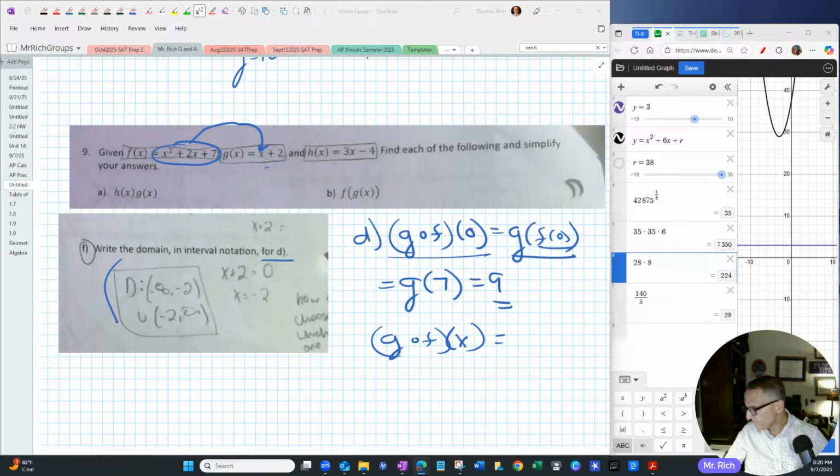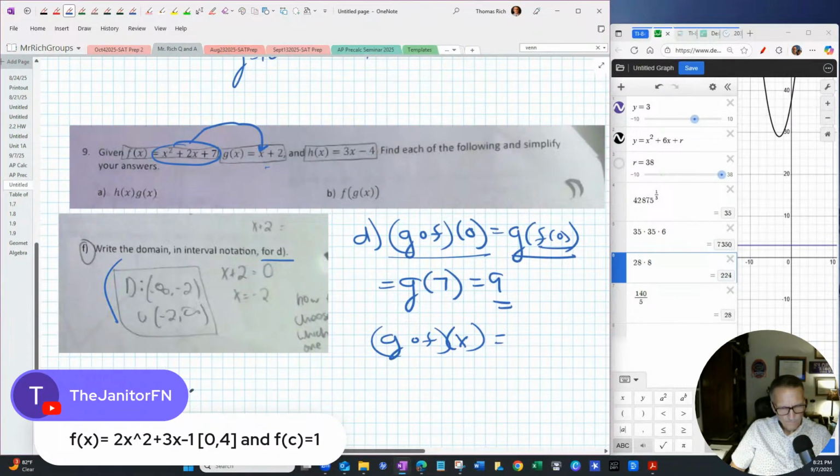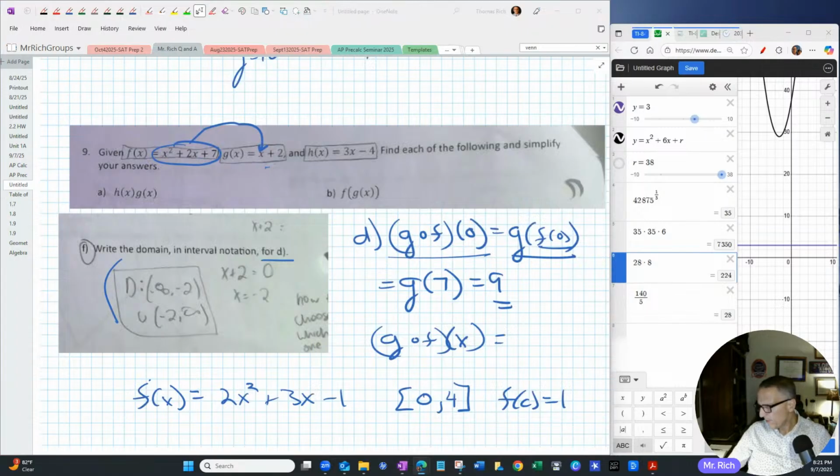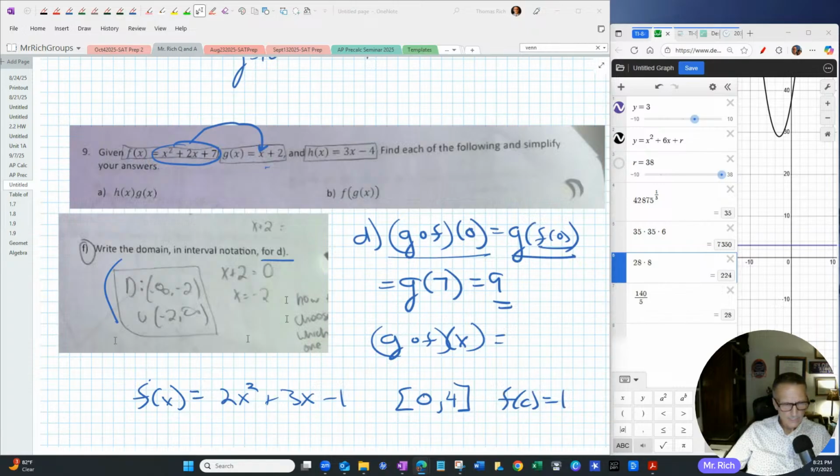And then the janitor has one here. It says find c in the indicated interval so that the intermediate value theorem is satisfied. All right, so that is the function right there that he is referring to. We are talking about 2x squared plus 3x minus 1. We're talking about the interval from 0 to 4 and f of c being equal to 1. Okay, that looks good. Let me show you what the question was. This was the question right here: find c in the indicated interval so that the intermediate value theorem is satisfied. All right, so this is a Calc AB problem for sure.